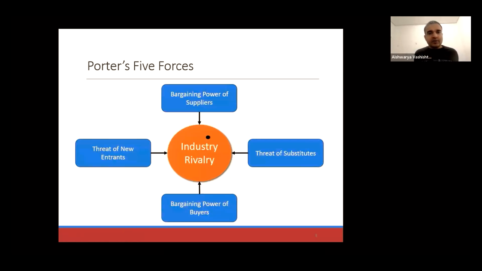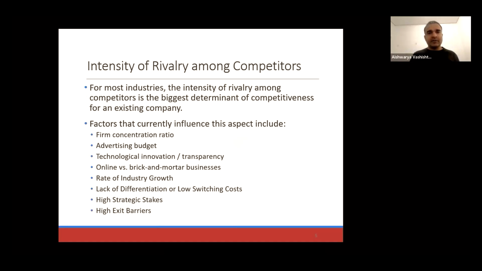So Porter's five forces. What are Porter's five forces? Bargaining power of suppliers, bargaining power of buyers, threat of new entrants, and threat of substitutes. Some of it is clear by the name, but we will also go over each one of them one by one. So intensity of rivalry is probably the most important force of the five forces.